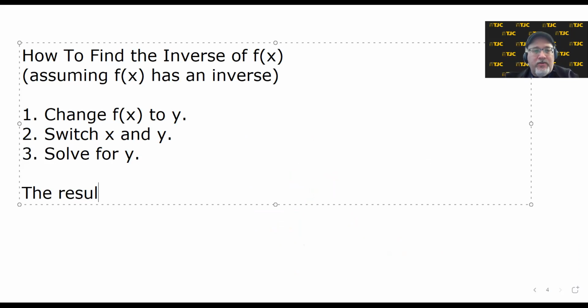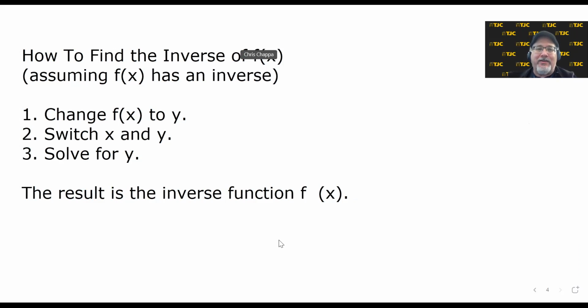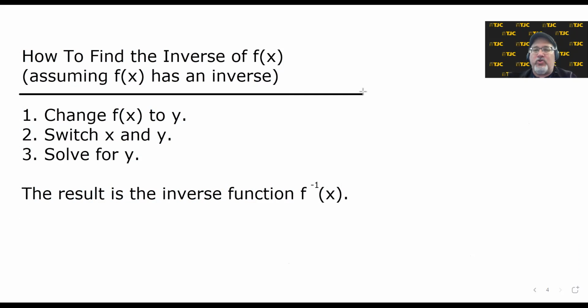The result is the inverse function f inverse of x. I'll put the little -1 there in just a second. If I want to put it there and not draw it there, I actually have to set up a text box of a smaller font size and then move that text box here. There we go. All right, so how to find the inverse of f of x, assuming f of x has an inverse. And you won't be asked to find an inverse if it doesn't have one. So if you're asked to find one, trust me, it will.